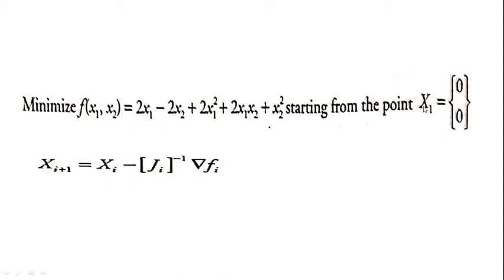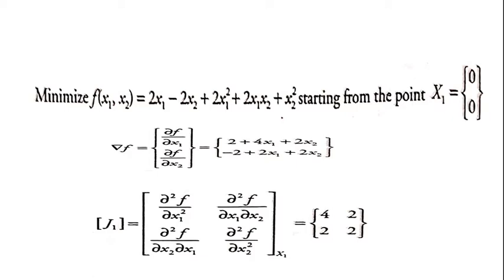That means x1 is given. So if I take i value as 1, then this becomes x2, which is equal to x1, which is given as 0, 0. We need to calculate J1 inverse and delta f1. So let's proceed with how to calculate these values. This equation is already given. The first value that needs to be calculated is delta f, whose formula is del f by del x1 and del f by del x2.